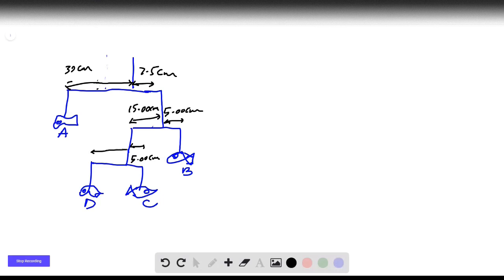This distance from D up until that rod is 17.5. I need to adjust that, 17.5 centimeters. Okay, that's the information we're given in this problem. The other piece of information we're given is that the mass of B is equivalent to 0.748 kilograms. That's the mass of B.